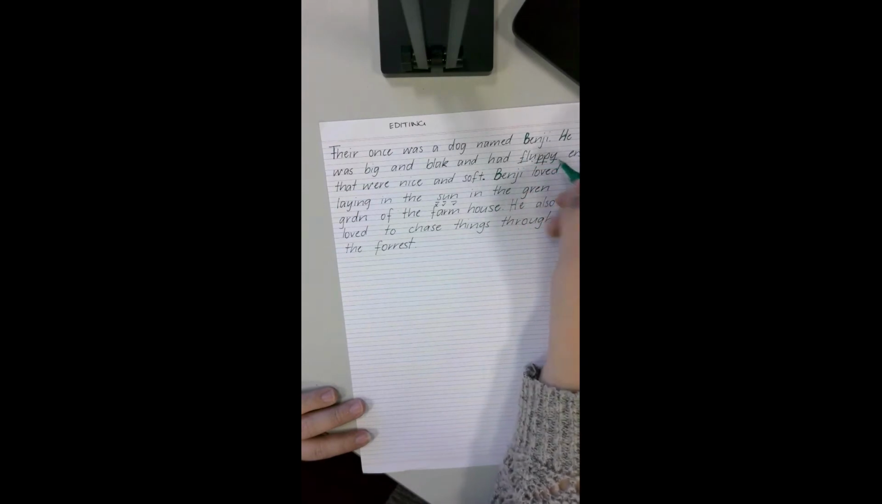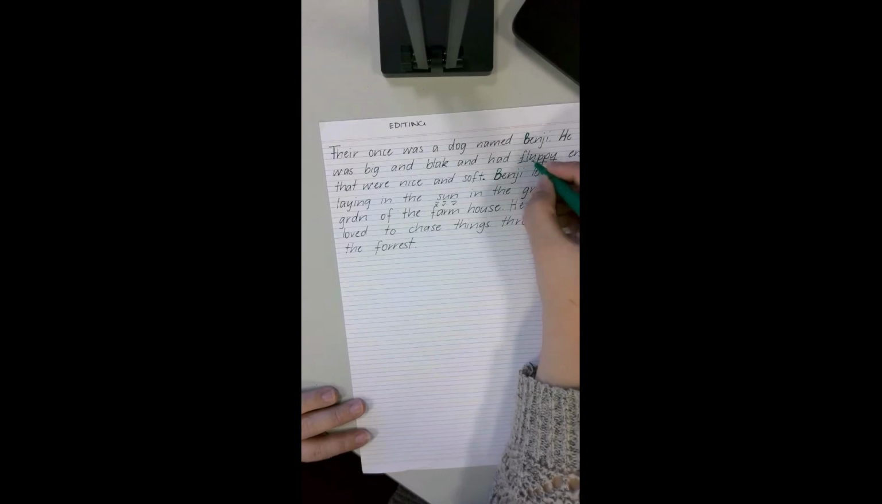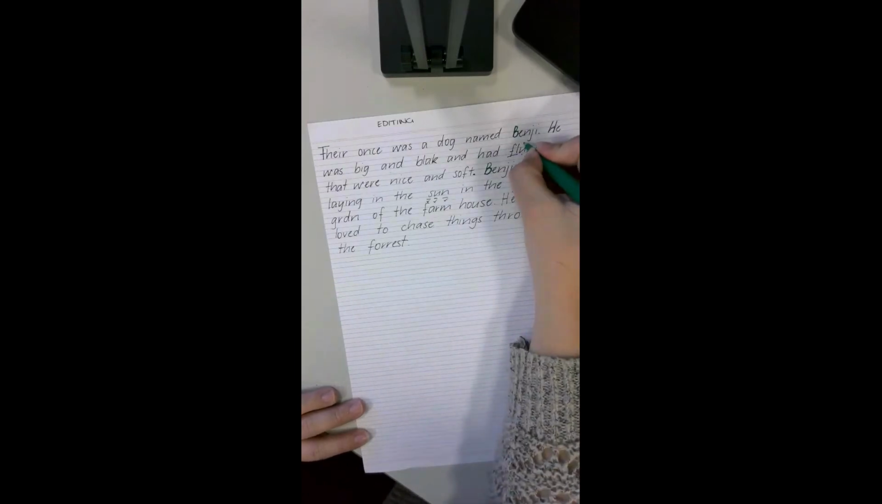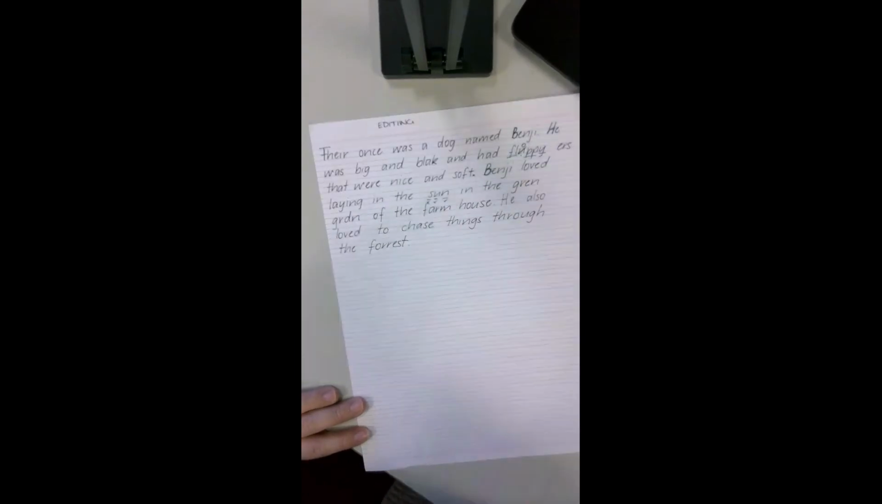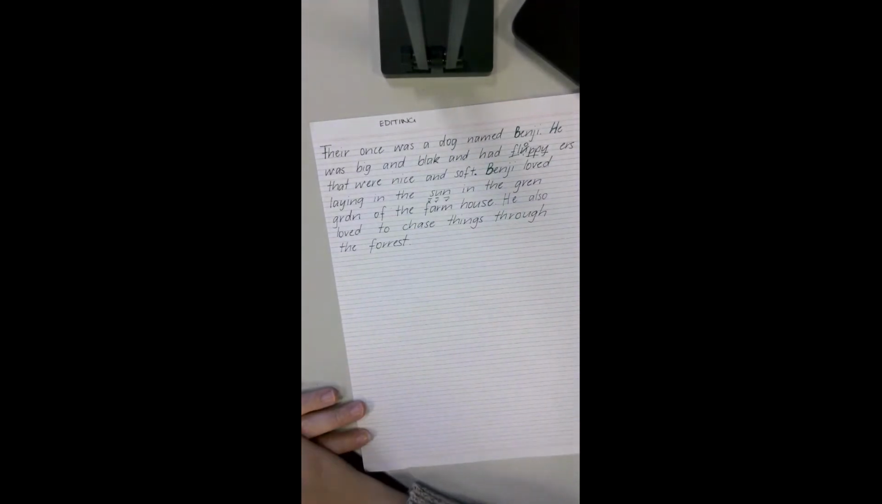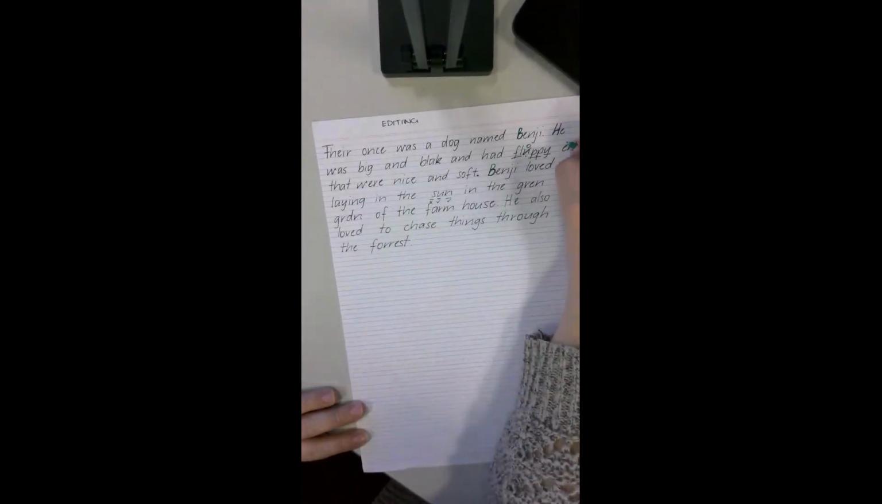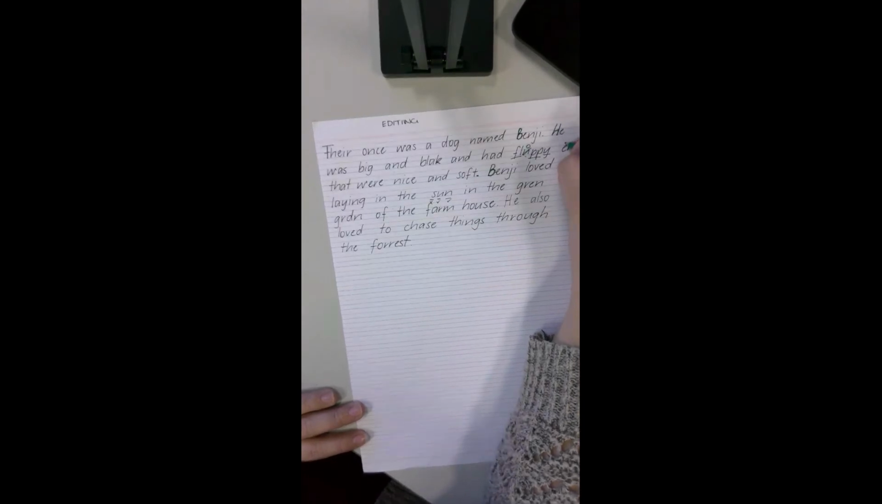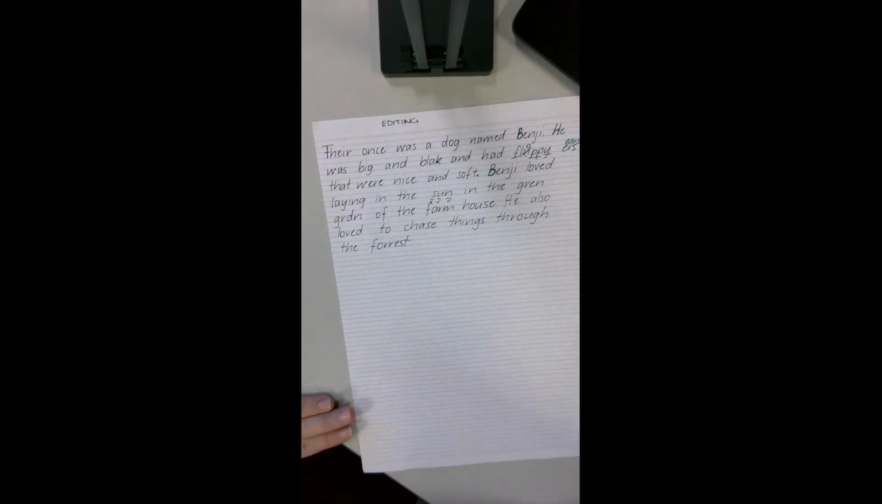F-l-o-p-e. I'm not sure about this. I think this was actually supposed to be an O. Floppy. Okay, and ears. Now, I know I've made a silly mistake there, and ears is actually spelled E-A-R-S. So they are some ways that you can try and help self-correct your own words.